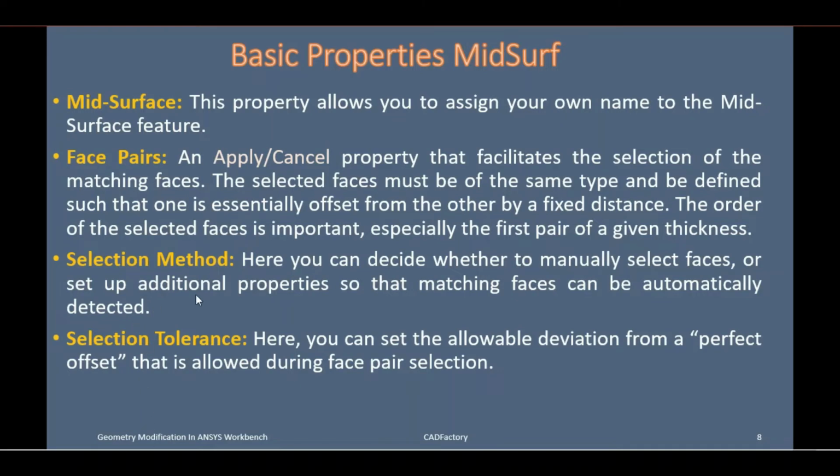Next, below the selection method you will find selection tolerance. What do we mean by selection tolerance? Here you can set the allowable deviation from a perfect offset during face pair selection. Whenever you select any face pair, sometimes it does not have a uniform thickness. Sometimes there is a variation or deviation from this uniform thickness. So we have to provide some tolerance so that if there is a variation, it comes under this tolerance. Then it is easy to select or generate these surfaces. This is the purpose of selection tolerance.